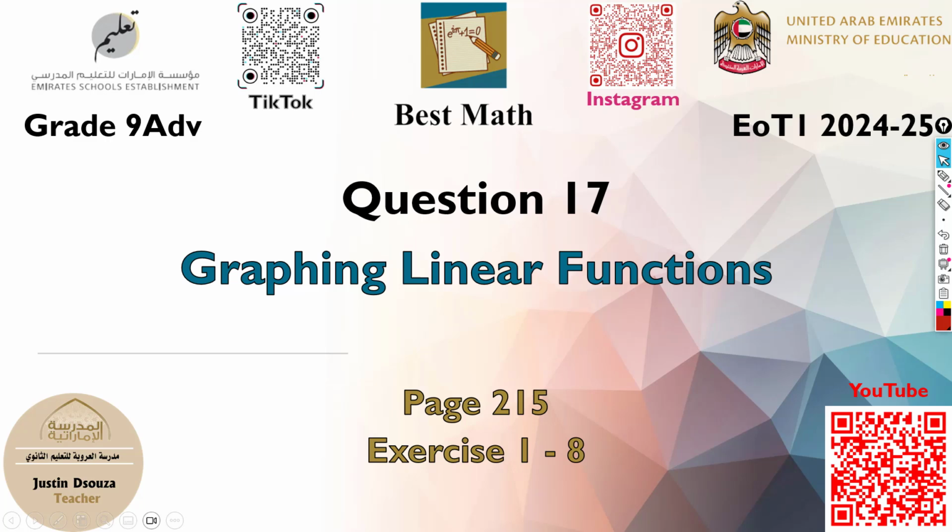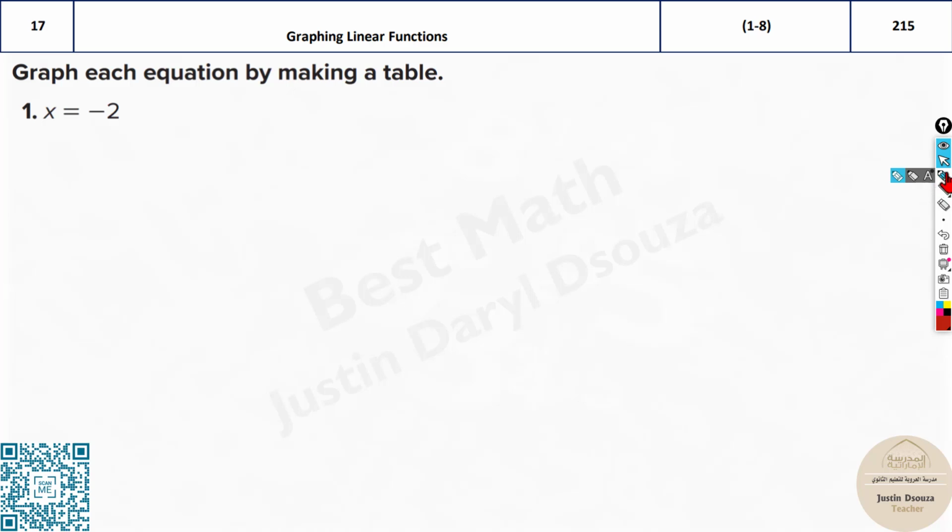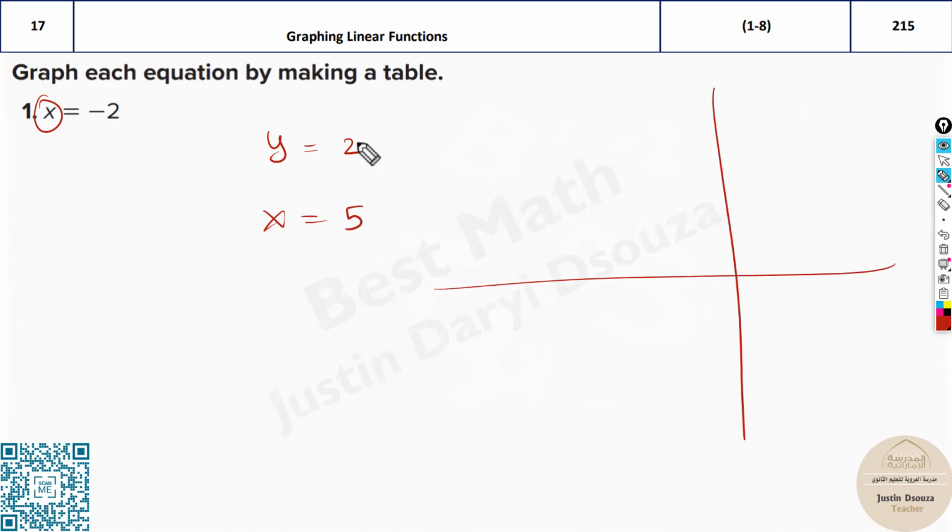Question 17 is about graphing linear functions. Here all we need to do is graph. And how do we graph these? When you have a single variable, say y is equal to 2 or x is equal to 5, it's a very easy way to graph. It's just either a vertical straight line or a horizontal straight line. I'll tell you which is which in a minute.